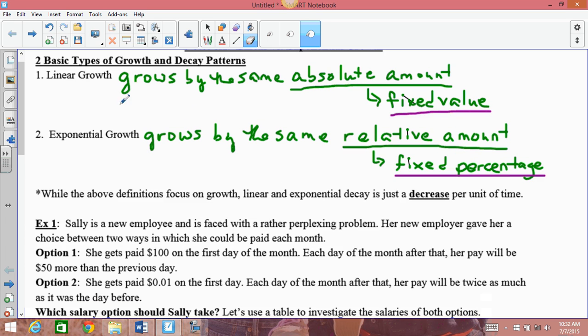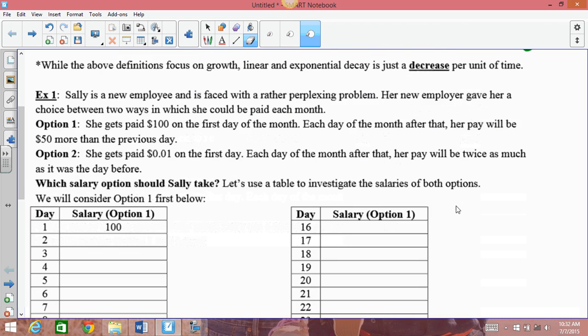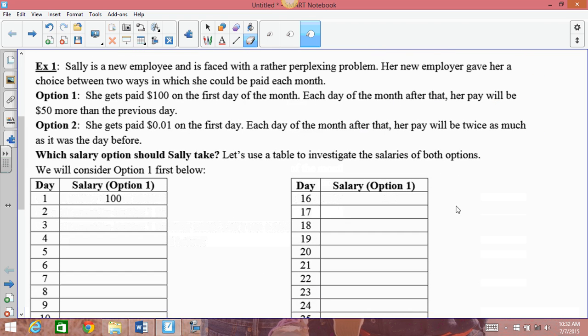These two definitions focus solely on growth, but it should be noted that linear and exponential decay also exists, and we will be talking about it. It just represents a decrease per unit of time by either a fixed value or a fixed percentage. So let's start here with example 1. I'm going to run through this one from top to bottom.